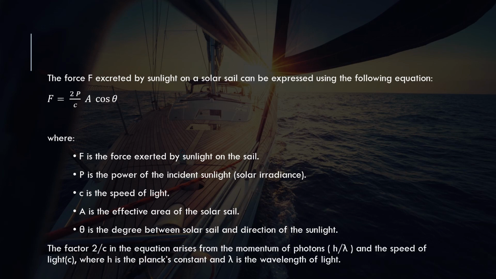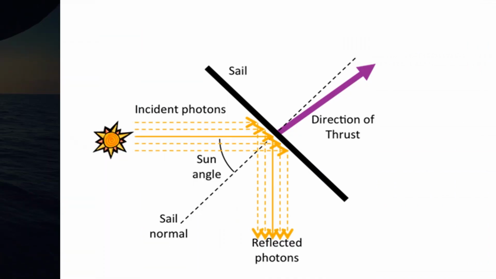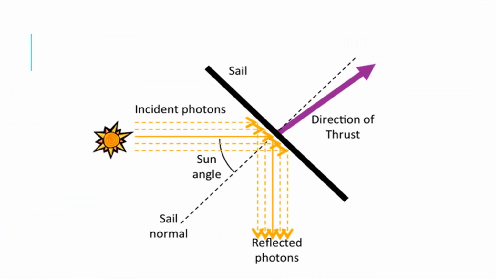The factor 2/c in the equation arises from the momentum of a photon, h/λ, and the speed of light c, where h is the Planck constant and λ is the wavelength of light. This image describes how the photons incident and reflect from the sail, creating the direction of the thrust as shown.